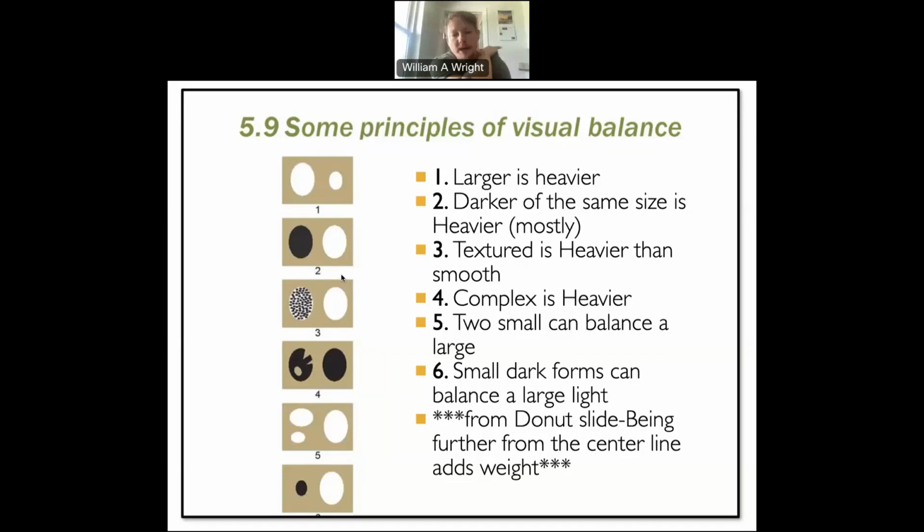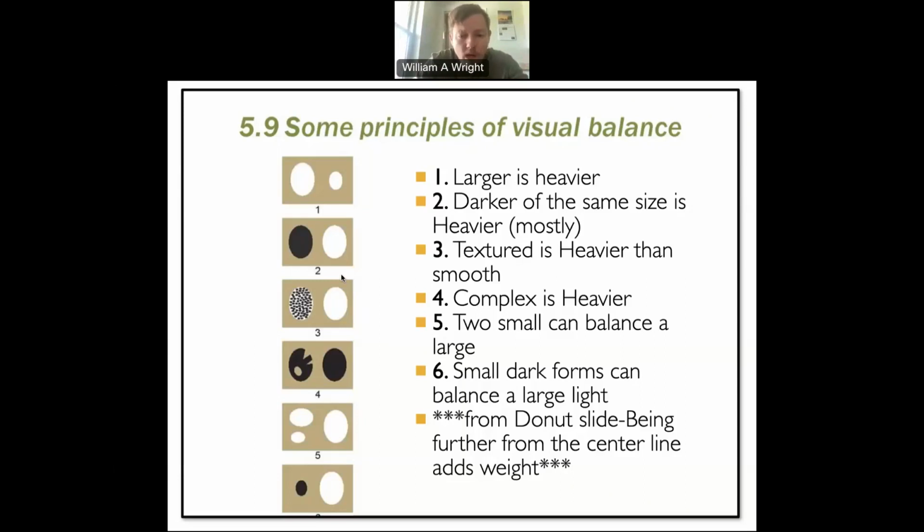Same goes for complexity. If it's the same object on both sides, but you add a bunch of texture and detail to one, the one with texture and detail is going to command our attention. Pretty easy to see. So that's number 4, I guess, and I skipped ahead. Basically, 3 and 4 are the same. Texture creates complexity, and complexity makes things heavier. If you put words on the object on one side, it's going to get heavier. Anything that adds complexity, like texture, words, whatever, is heavier. Textured is heavier than smoother. Complex is heavier than simple.